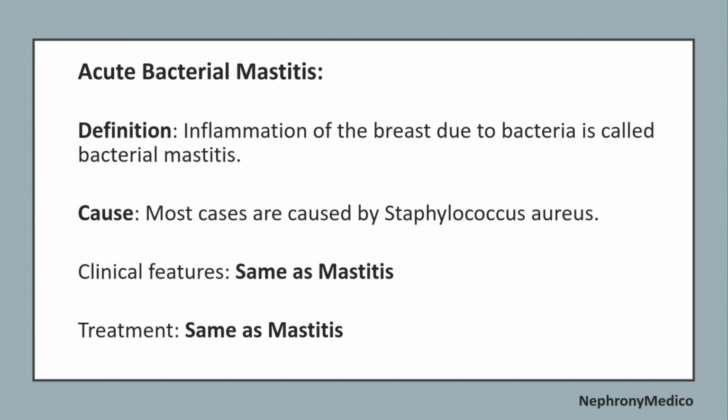Now, let's talk about acute bacterial mastitis. It is the inflammation of the breast due to bacteria, and the condition is known as bacterial mastitis. It is most commonly caused by Staphylococcus aureus. The clinical features are same as mastitis as discussed previously, and the treatment is also same as mastitis.